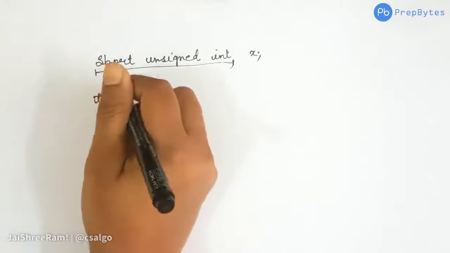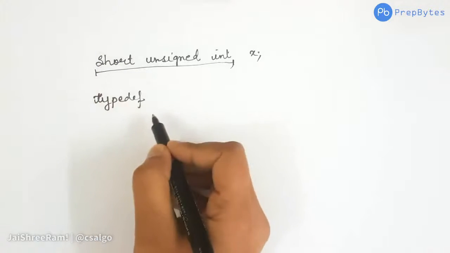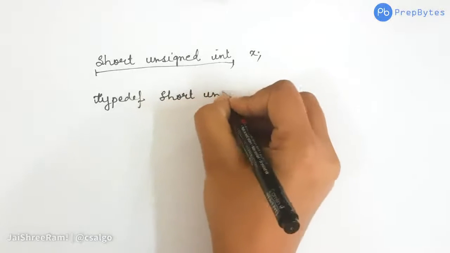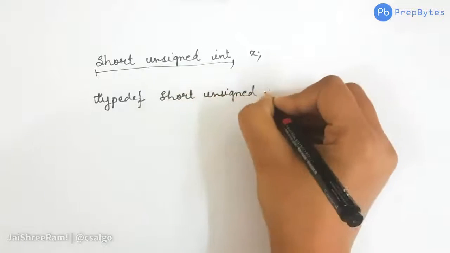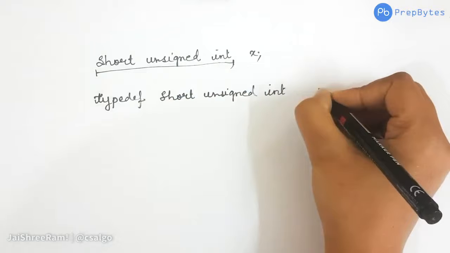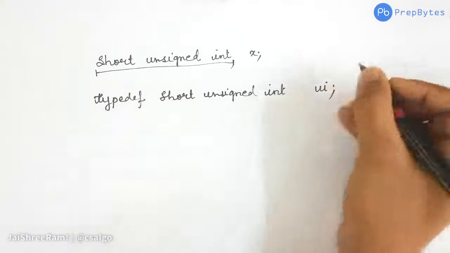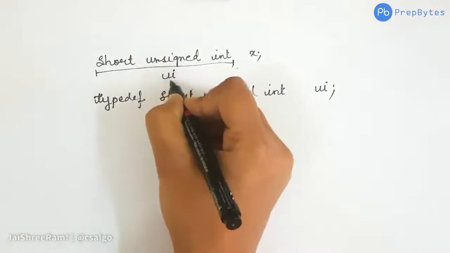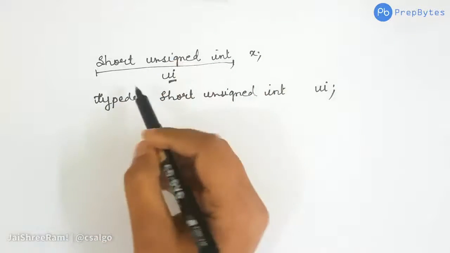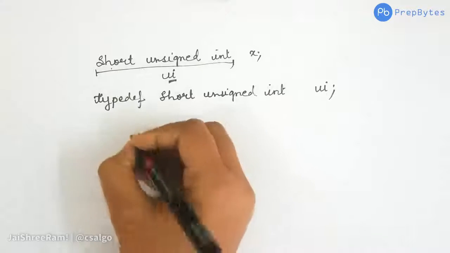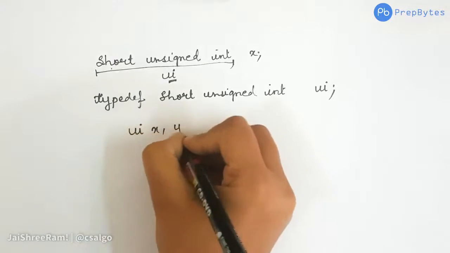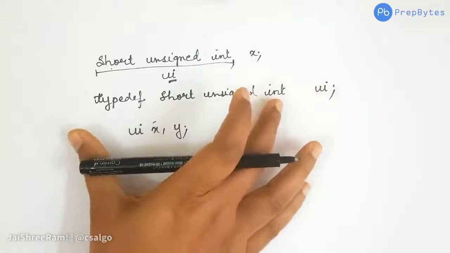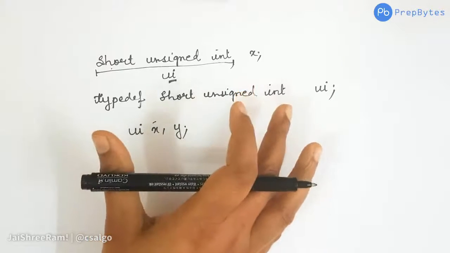So what we do is, we write typedef short unsigned int, let's say, UI. So I am giving an alias, a short name, to this big name as UI. So next time, whenever I have to define something as short unsigned int, I can simply write UI x, y. So this will be equivalent to short unsigned int x, y. So this is one of the use cases of typedef.